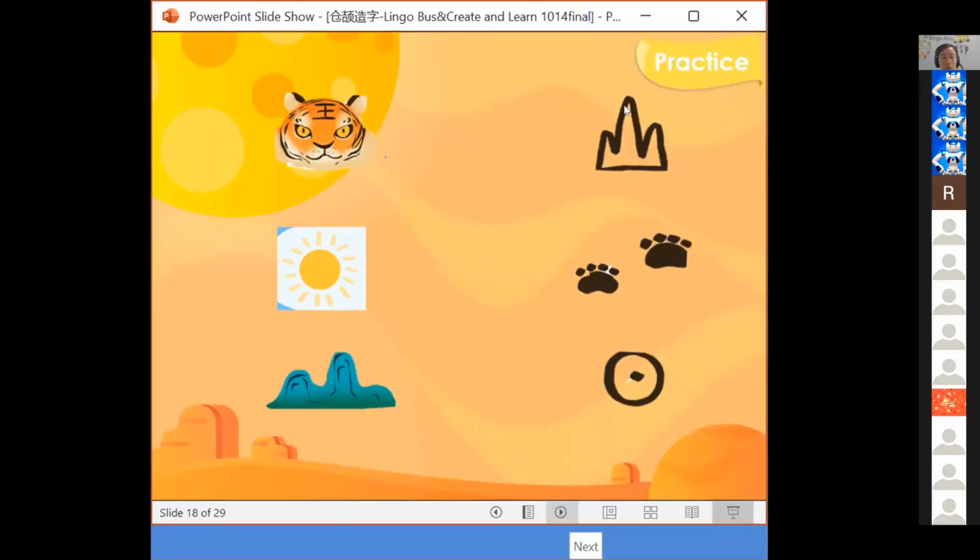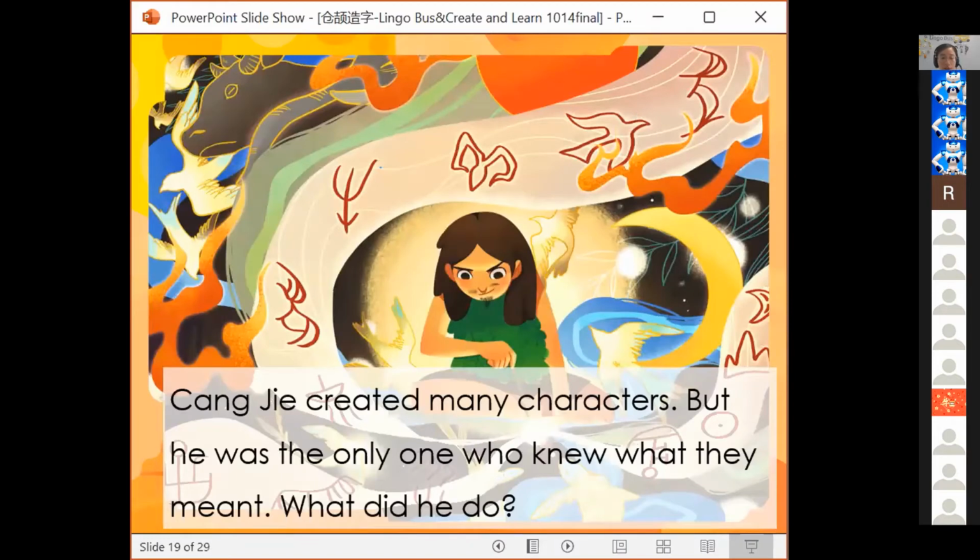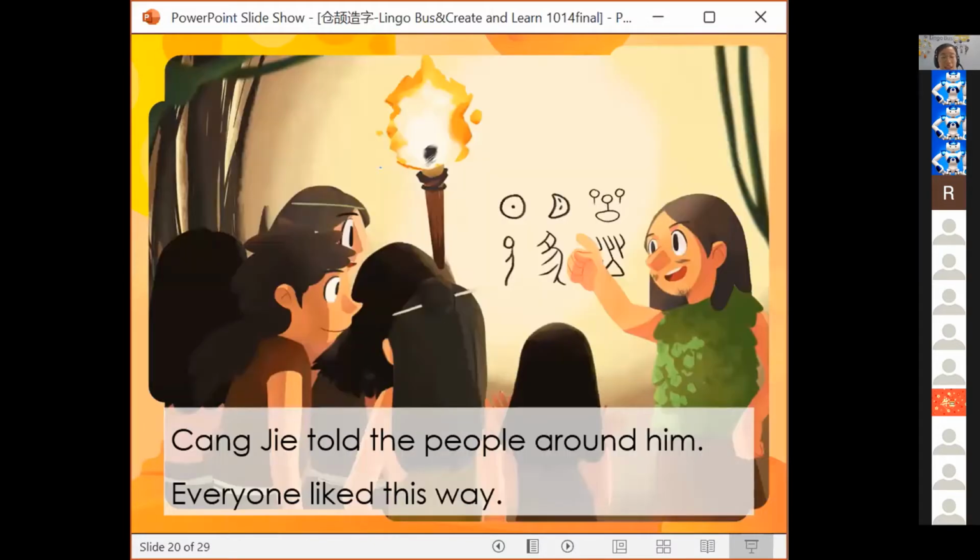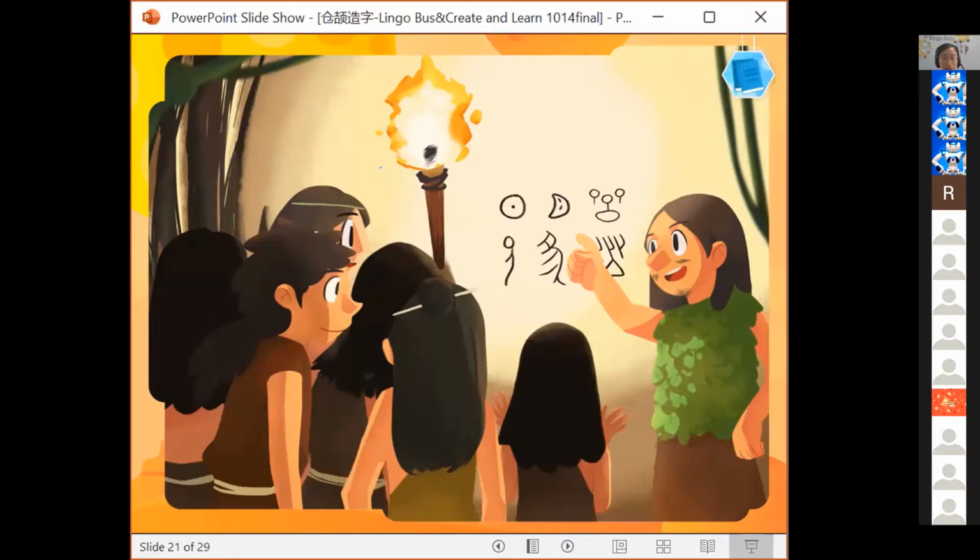Okay, let's keep going. Changjie created many characters, but he was the only one who knew what they meant. What did he do? Changjie told the people around him in his community, and everyone liked this way. Look at this picture. Changjie was teaching the people in his community how to use the symbols, use the little drawings to represent things, to record the things. Now the new method had been figured out. Let's see whether it's easier for people to use it in their lives.